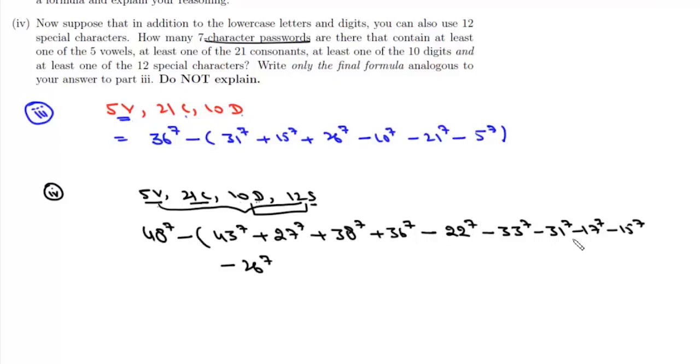Now once we have summation NA minus summation A intersection B, we'll have to add N A intersection B intersection C. So it will be plus, now if 3 of them are missing, so if these three are missing, then we'll have 5 to the power 7. If we just have consonants, then it will be 21 to the power 7. Only digits, there will be 10 to the power 7, and only special characters, there will be 12 to the power 7. And this is the answer to this question.